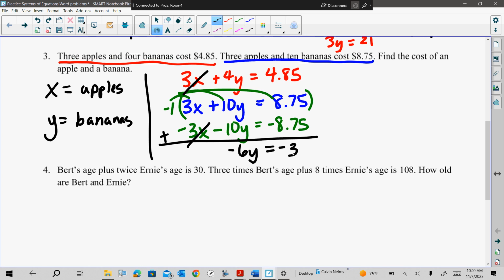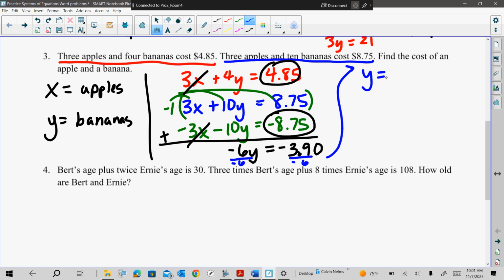Okay, we're adding this and this together. Okay, so now what are we going to do? Divide by negative 6. So the bananas, because it says find the cost of each apple and banana. For the bananas.